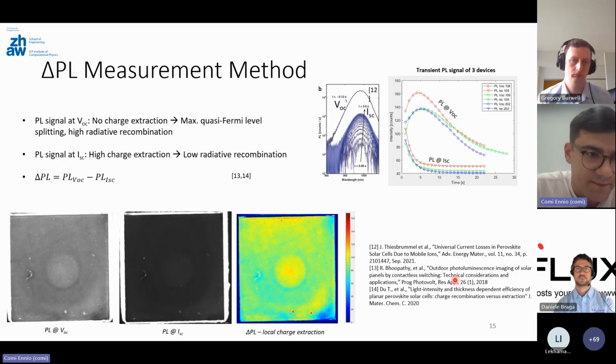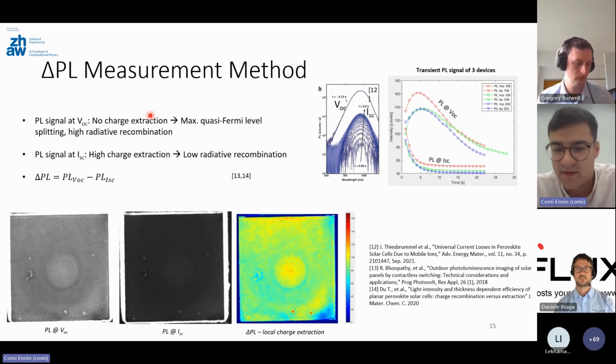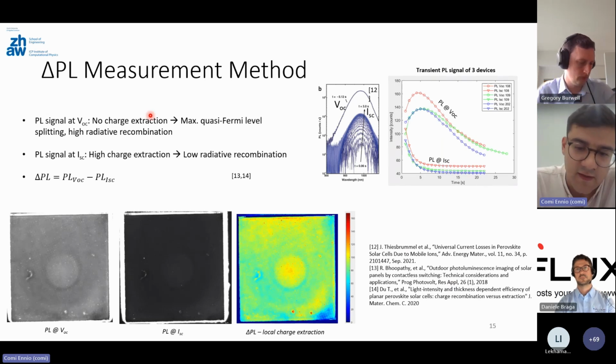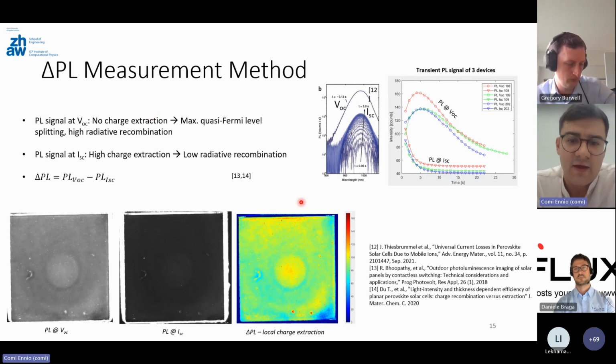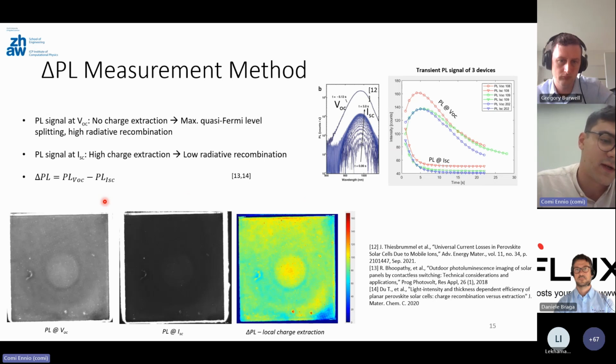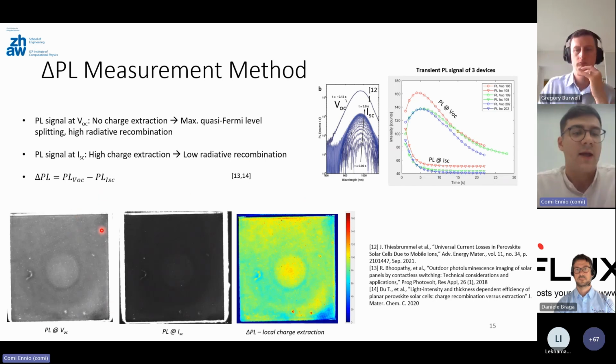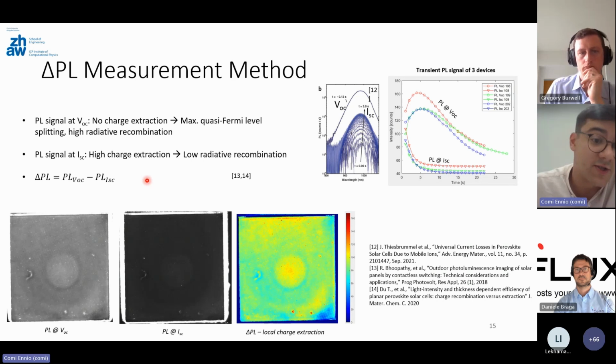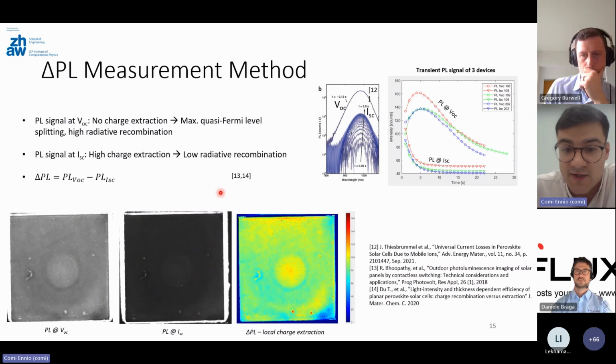Now, this is the last topic from my side, the delta PL measurement method. This is a method to look qualitatively, at least, at local charge extraction of devices. For that method, we need 2 PL images, one at VOC and one at short circuit. At VOC, we are not extracting any charge carriers, and that's why we have a very high amount of radiative recombination, what you see in this image. And at short circuit, the PL signal should be quenched as we are extracting a lot of charge carriers. And if we subtract those 2 images, we get these delta PL images on the right, which can be proportional to the local charge extraction.